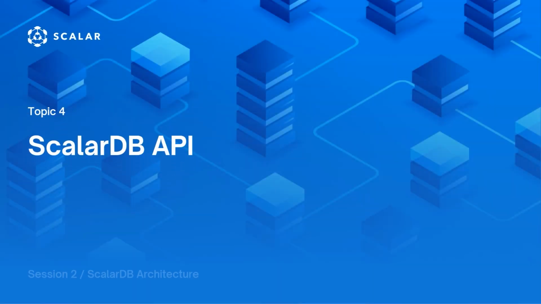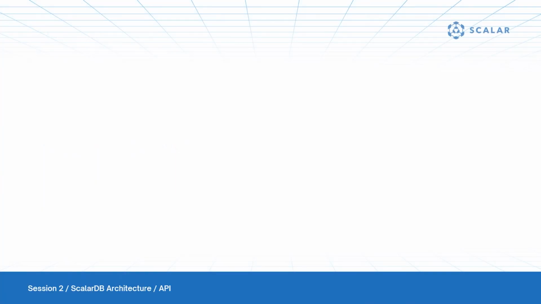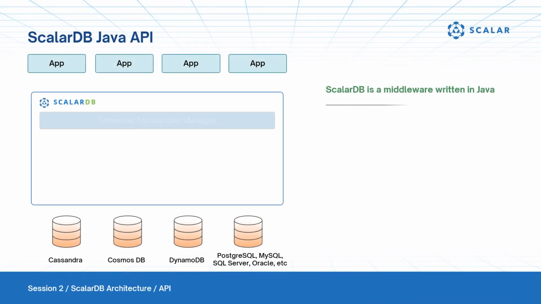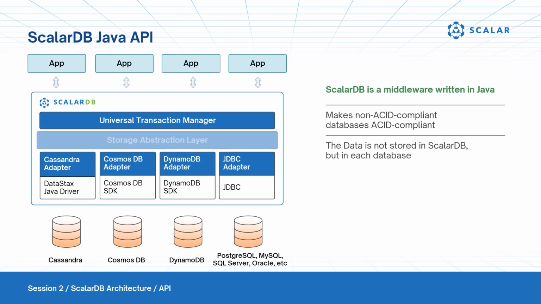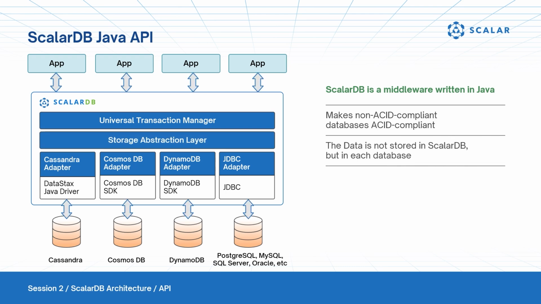We will discuss ScalarDB APIs in this video. This is a conceptual diagram of ScalarDB. The storage abstraction layer absorbs differences in storage or databases, and thus enables transactions between multiple types of databases.